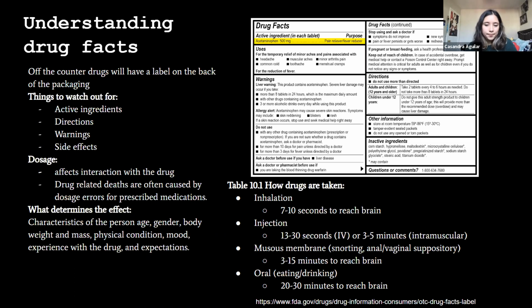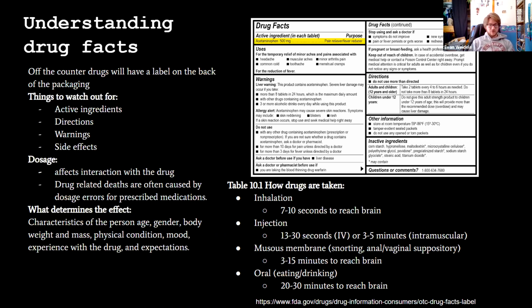So, piggybacking off of that, table 10.1 in our textbook shows how drugs are taken. Ultimately, drugs can be taken by inhalation, injection, mucous membrane, and oral, like by mouth. With inhalation, one important thing to understand is how quickly the drugs can interact with our brain, like how long it takes. Inhalation takes the shortest amount of time: 7 to 10 seconds.